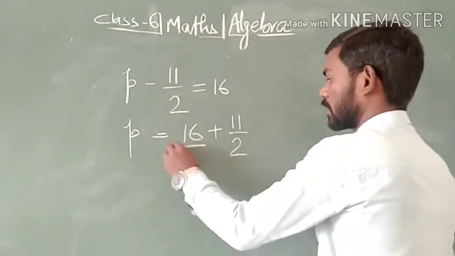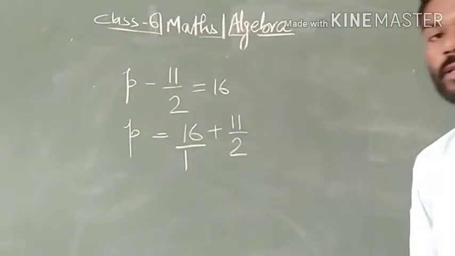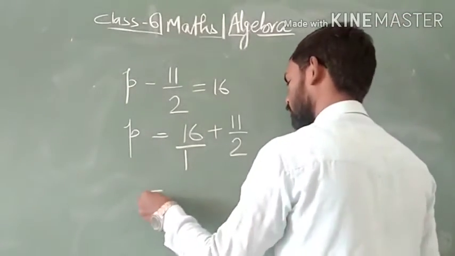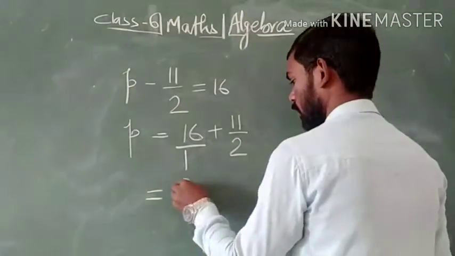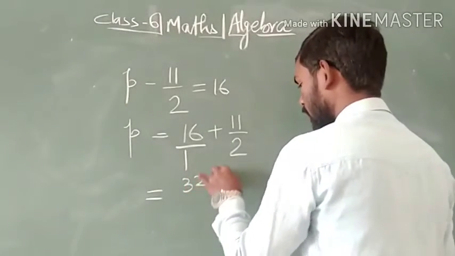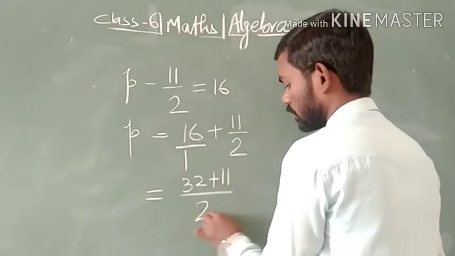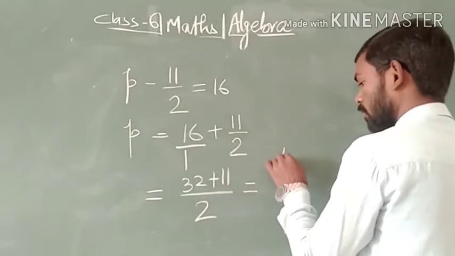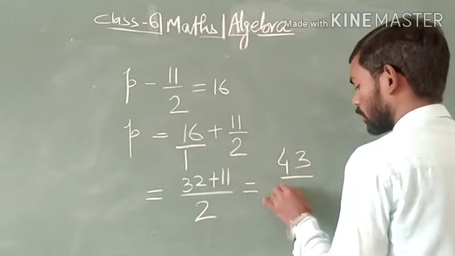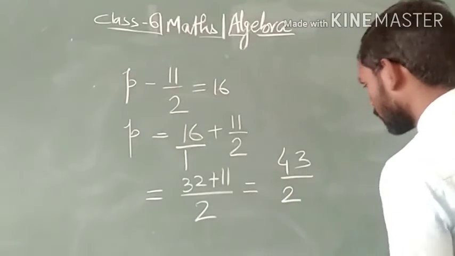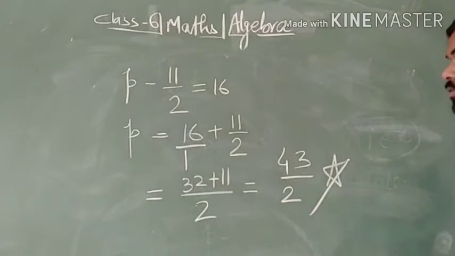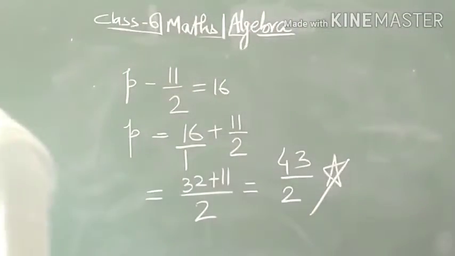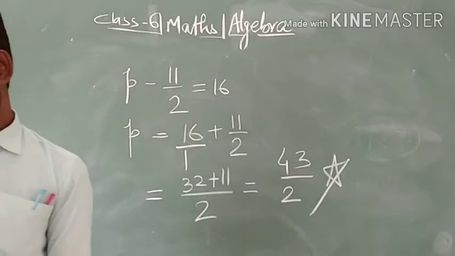Now you can write it like this and add the fractions. So here we get 32 plus 11 upon 2, and when we solve, we get 43 upon 2. This is the required value of p.